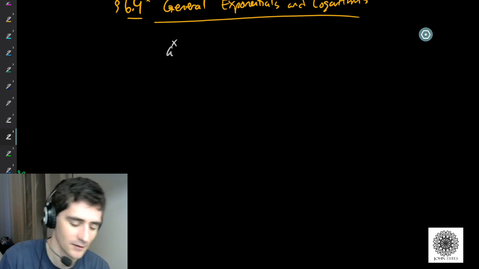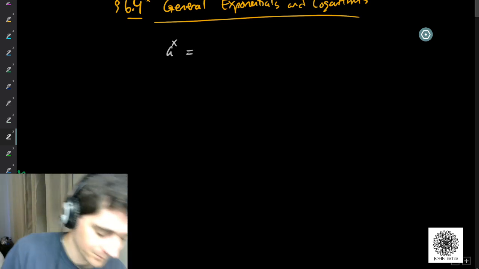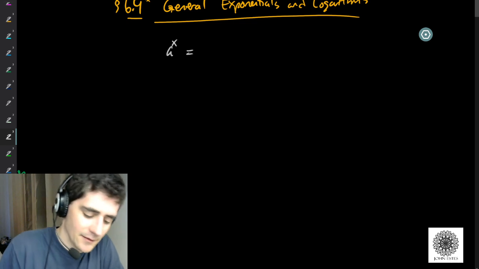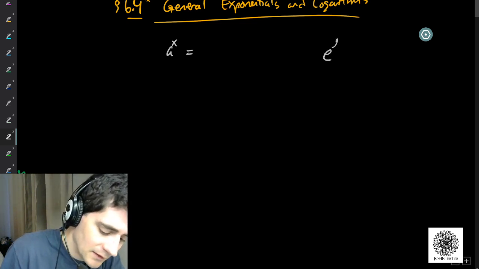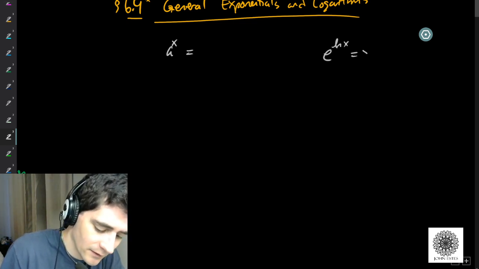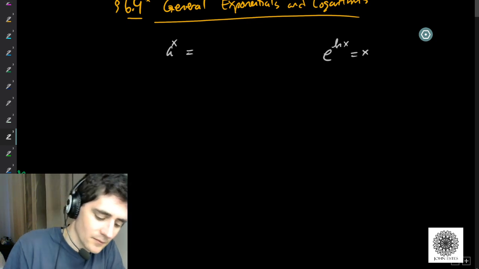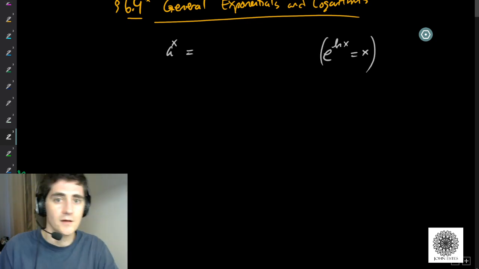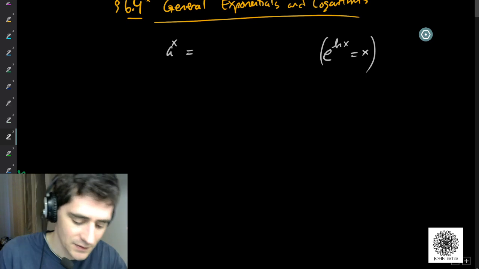What do I mean by that? Well, think about it like this. Let's remember this: e to the ln x power equals x, right? Remember that because, by definition, they are inverse functions of each other.